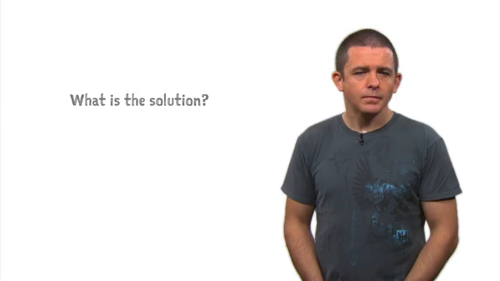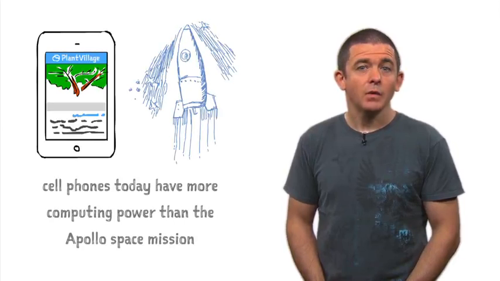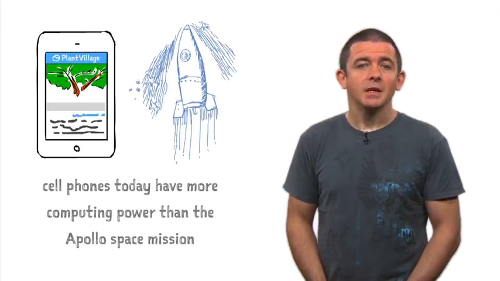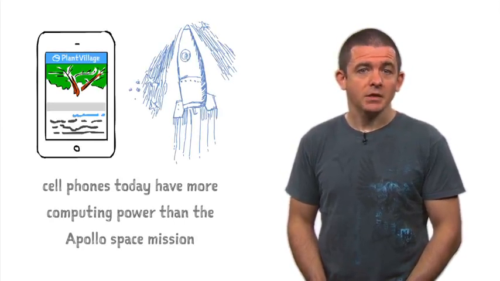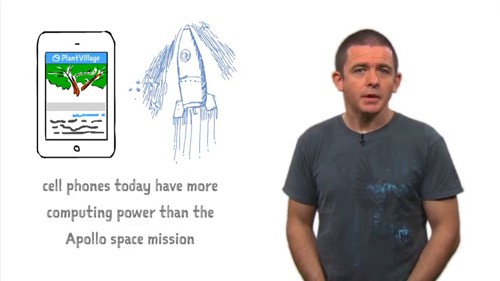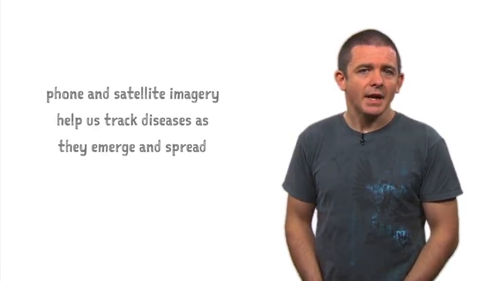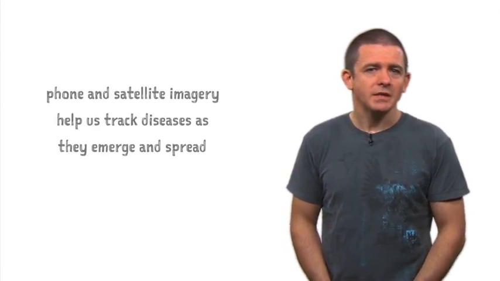What is the solution? We are not going to go back to walking across the planet anytime soon, so we need novel solutions for tracking and limiting the spread of such diseases. Perhaps the technological prowess that got us into this mess can help us get out of it. We each carry phones with more computing power than the Apollo space mission. And because of those space missions, we can peer down to Earth from space. Both the phone and satellite imagery are now being employed to map and track diseases as they emerge and spread.